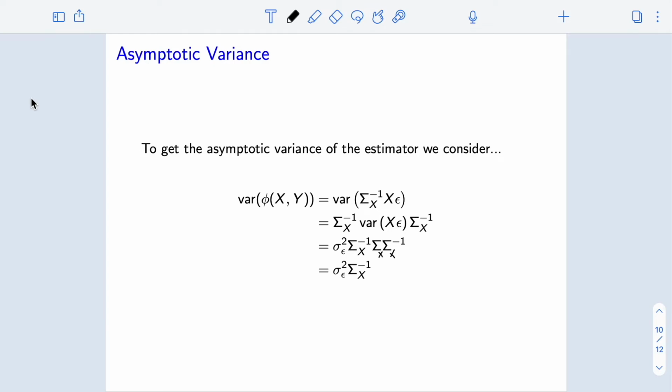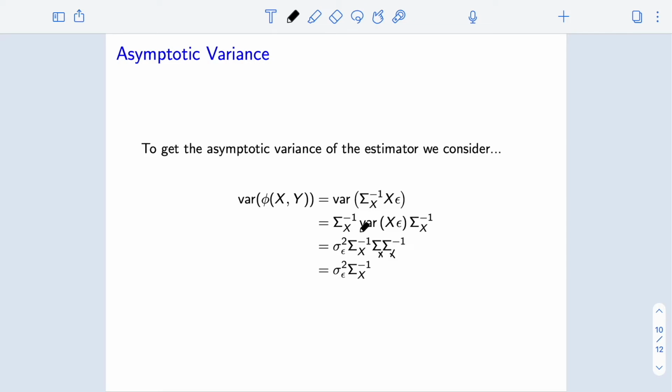Now, we're going to be interested in the asymptotic variance of beta hat, and to engage with that, we're going to look at the variance of our influence function. So we can just directly plug in for our influence function here. Now, sigma x inverse is a constant matrix, and in fact, it's symmetric, so we can just take it out and left and right multiply the remaining quantity by it. Now, this next part's a little tricky.